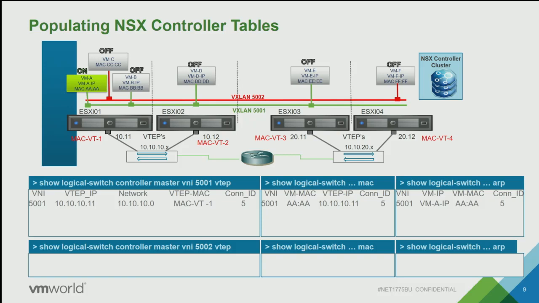Then we have our ARP table. We see the VNI ID and the connection ID, and then we'll see the VM's IP address and the VM's MAC. So this is how, again, we can figure out the MAC address of a VM. All right, so we powered on VMA. Boom, this is how it gets populated.